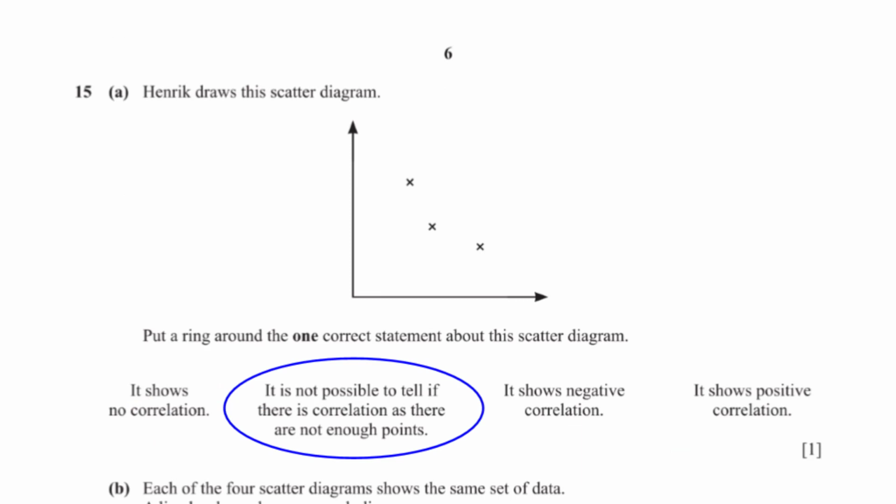Henrik draws the scatter diagram. Put a ring around the one correct statement about this scatter diagram. It may be tempting to say that this is a negative correlation. However, there are not many points to be able to come to this conclusion because, for all we know, the points may show no correlation, and so this will be our final answer.